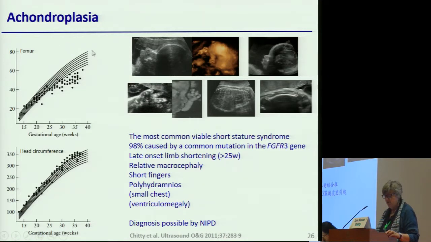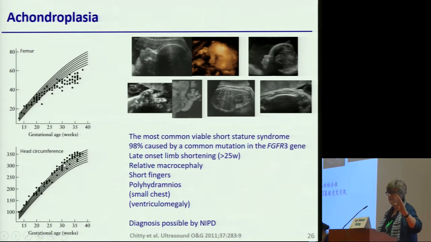So here we have the normal growth centiles for normal femur lengths, and you will see that in this series of babies with achondroplasia, the limb lengths only begin to fall below the normal centiles around 25, 26 weeks gestation. And they also have relative macrocephaly. This is a really good sign.